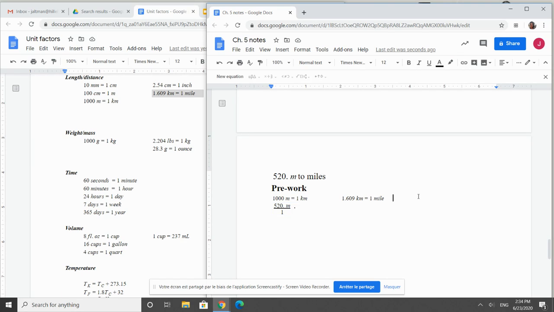Now I have two fractions I know I'm going to use. So I've got 1,000 meters is equal to 1 kilometer. So what I have to do is I make a fraction where meters is on the bottom because I started with meters up top in my first fraction. So then 1 kilometer has to go up top.